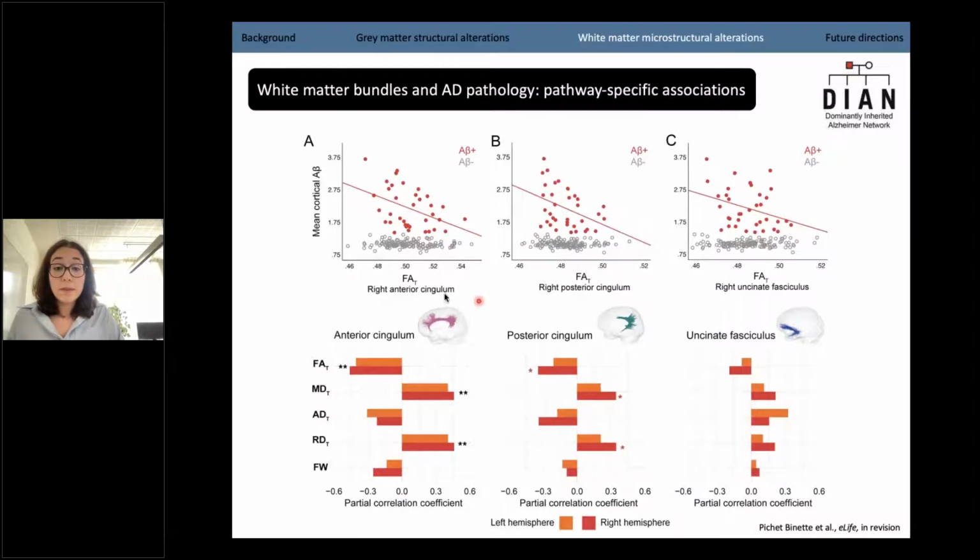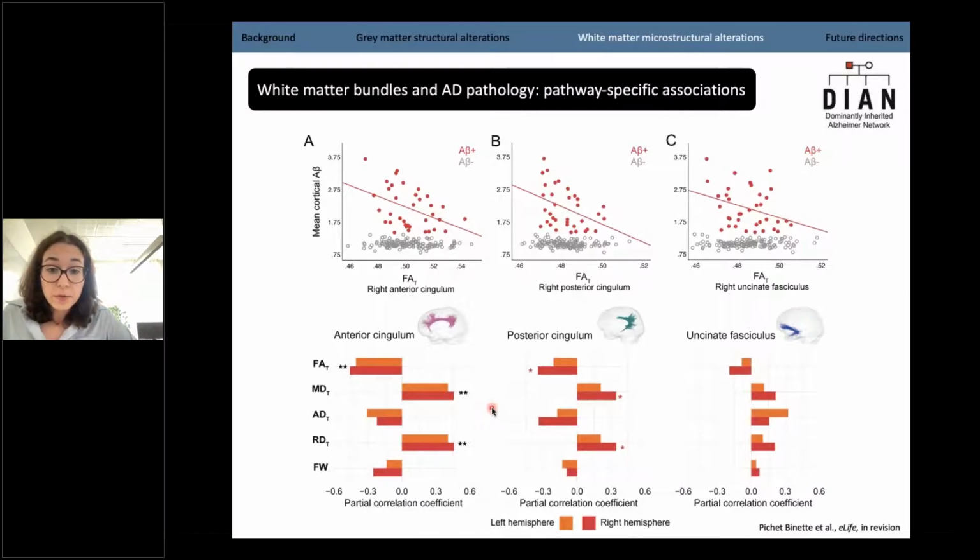The main results we're seeing here are in the anterior and posterior cingulum, and we can see that the pattern of association is very consistent in both bundles and depicts the typical white matter neurodegeneration pattern. So there is a decrease in fractional anisotropy, and an increase in mean diffusivity and radial diffusivity, with more amyloid in the brain.